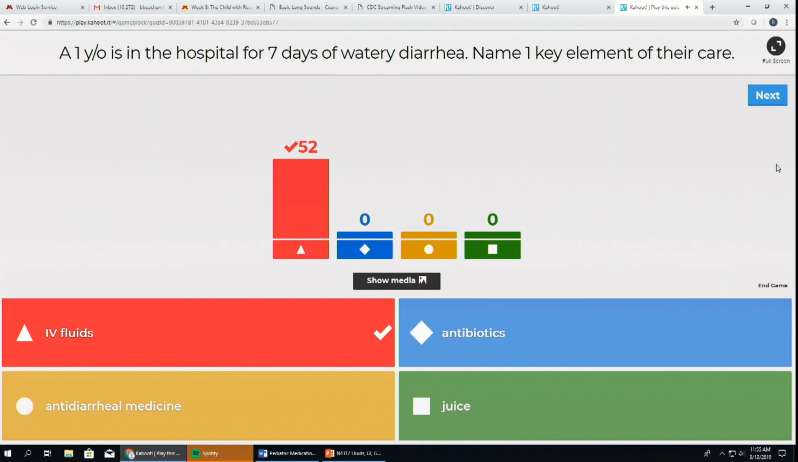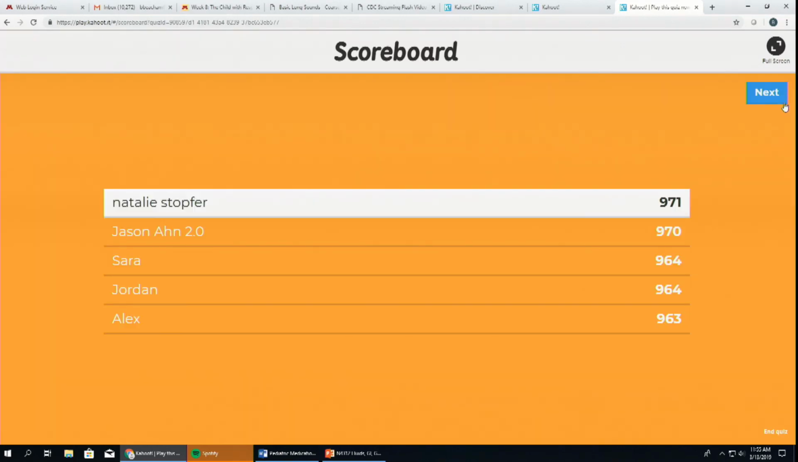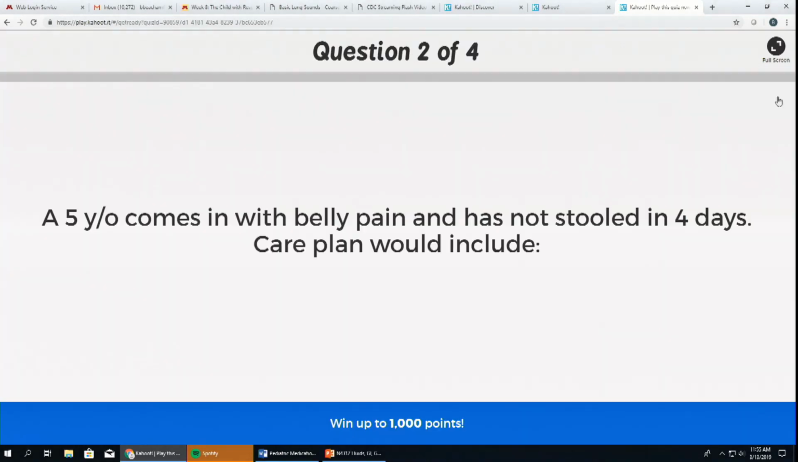Okay, perfect, 100%, you guys got it. Okay, IV fluids would be a way to go. Dehydration, severe dehydration in a 1-year-old, 7 days of watery diarrhea, absolutely. All right, cool, I won't explain that one too much. Scoreboard, and Natalie is at 971.